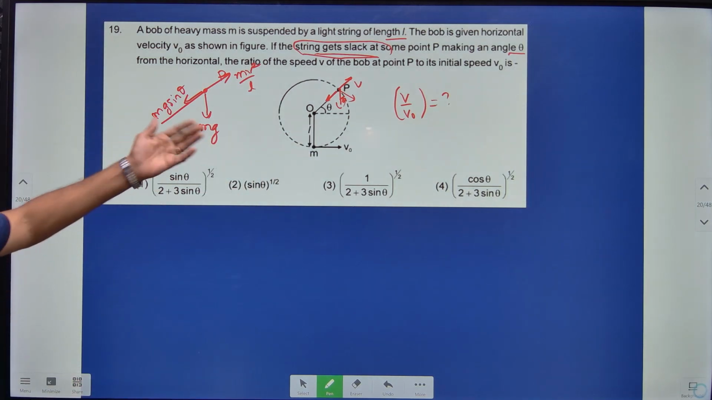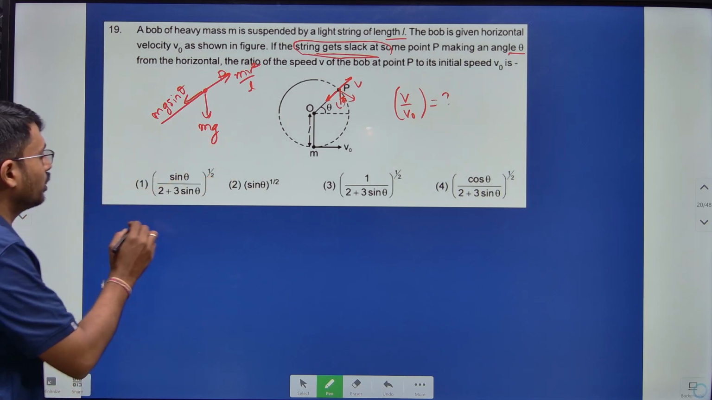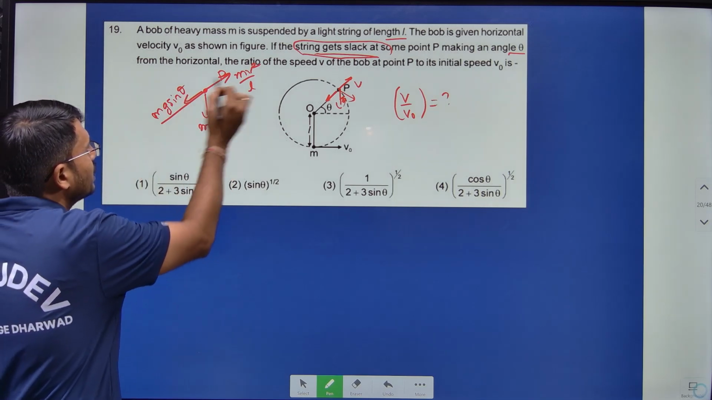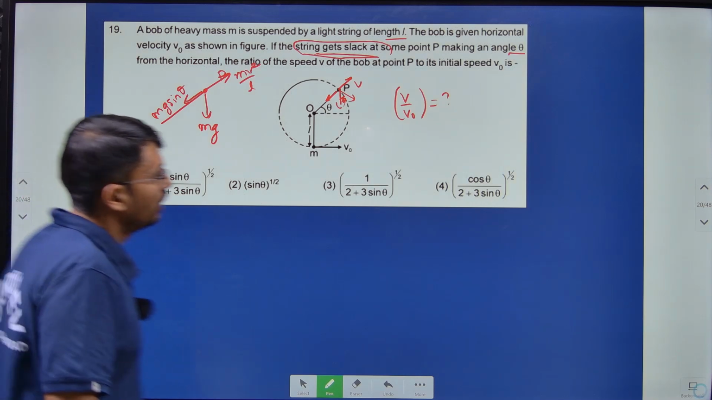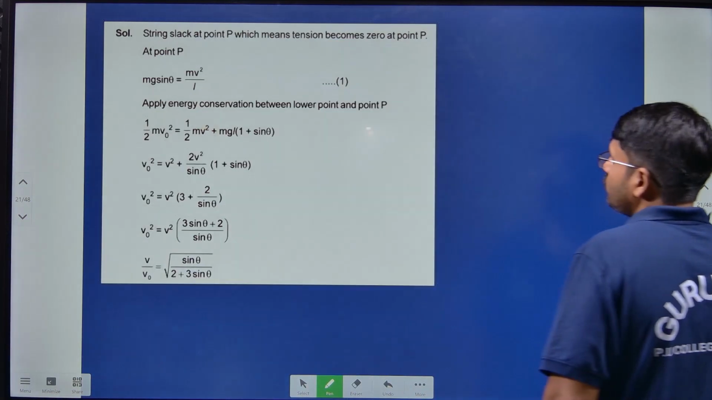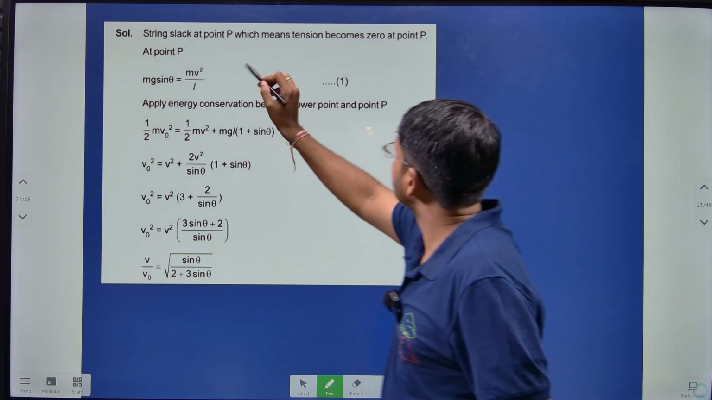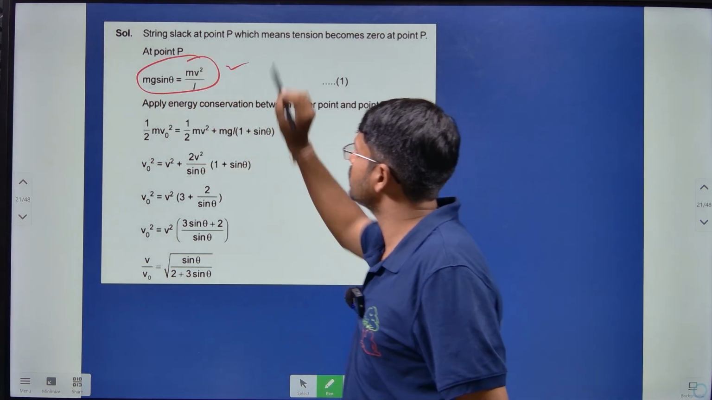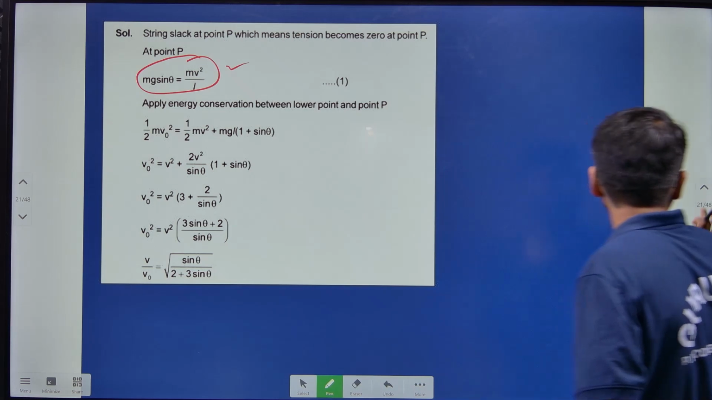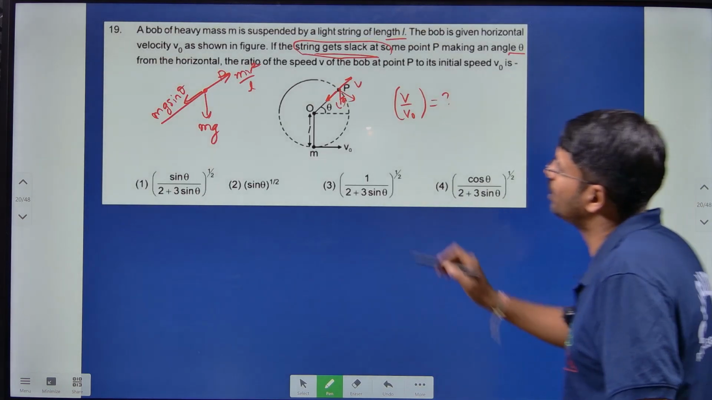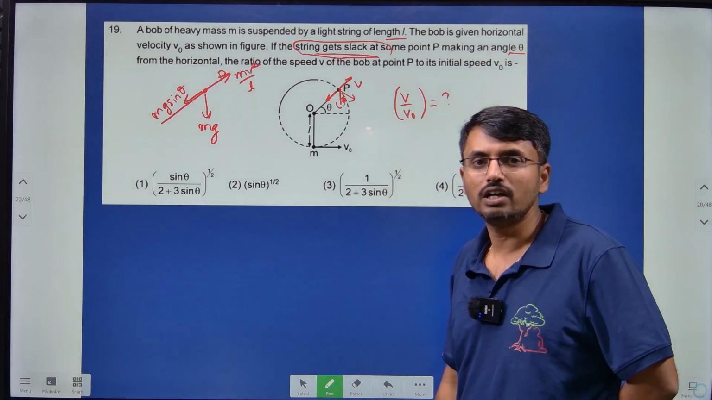That means whenever the tension becomes 0, mg sine theta balances the mv square divided by L. Using that condition, what we get? mg sine theta is mv square by L, we got it. And next what we have to do here is apply the conservation of energy.